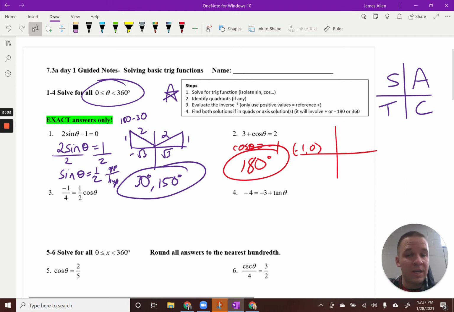We're going to evaluate the inverse. We only use positive values because that's going to give us our reference angle. That'll come in later when we start using the calculator a bit. You'll see it there. And then we're going to find both solutions. Sometimes there are even more solutions, as we get to more advanced problems, okay?